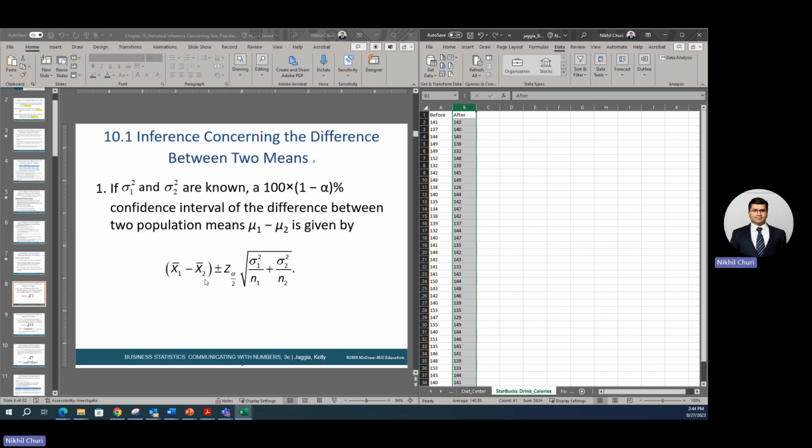So I'll get the difference. I will calculate the average of this whole set, and then for x2 bar I'll calculate the average of these and plug in these numbers. So this part is clear.